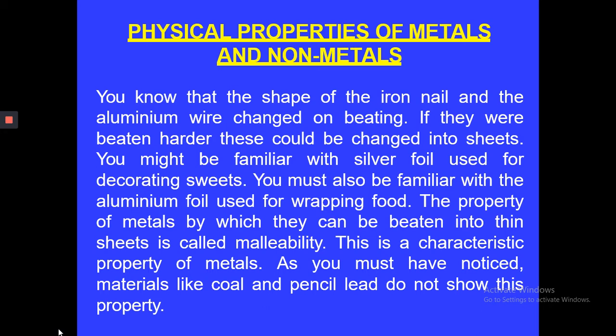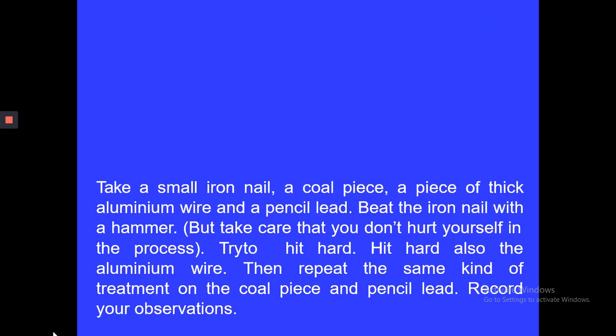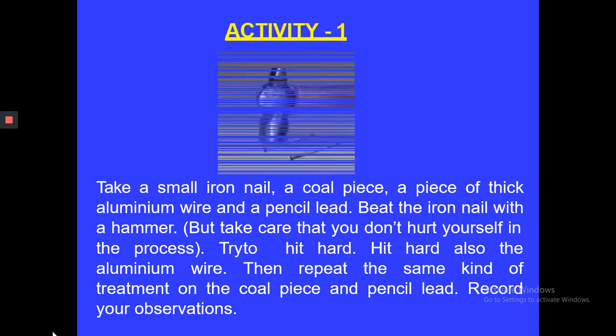If we notice some other materials like coal and pencil lead, these materials will not show this type of property. So metals are malleable and non-metals are non-malleable. Now we will perform an activity.